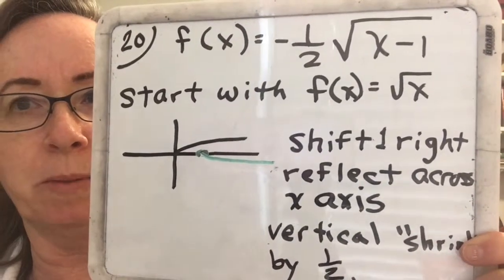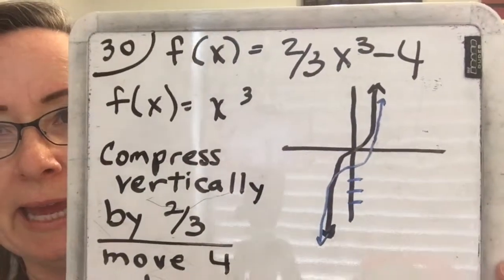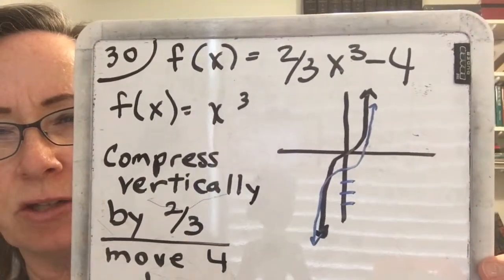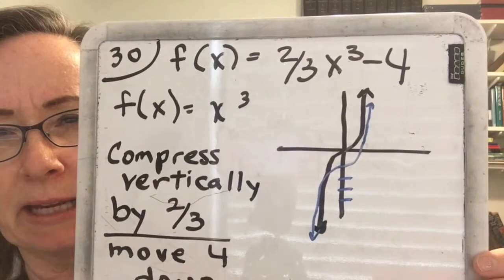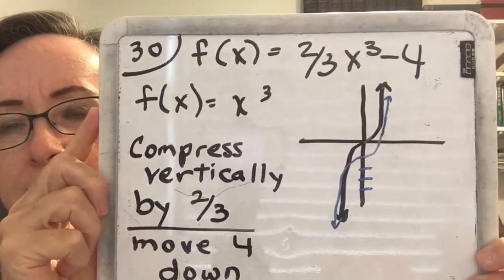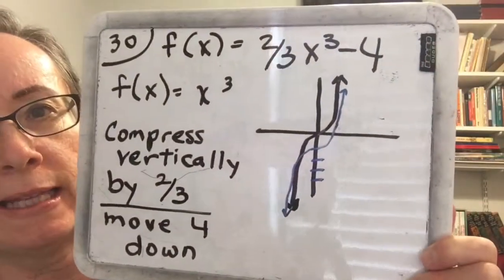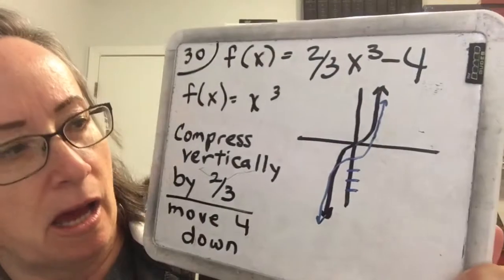Okay, so back with more problems. Okay, this one is number 30, and f of x is 2/3 of x cubed, take away 4, and our parent function is f of x is x cubed. Now the black graph here is your basic x cubed graph.